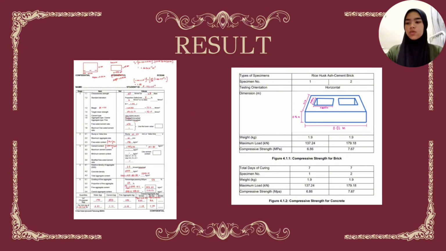The total mixed volume was 3.197 times 10 to the power of negative 3 cubic meters, which was enough to produce 2 hollow bricks. After casting, the bricks were cured for 7 days before the compression test. Both bricks weighed 1.9 kg. Specimen 1 withstood a maximum load of 137.24 kilonewtons and achieved a compressive strength of 6.86 MPa. Specimen 2 carried a higher maximum load of 179.18 kilonewtons and achieved a compressive strength of 7.67 megapascals.